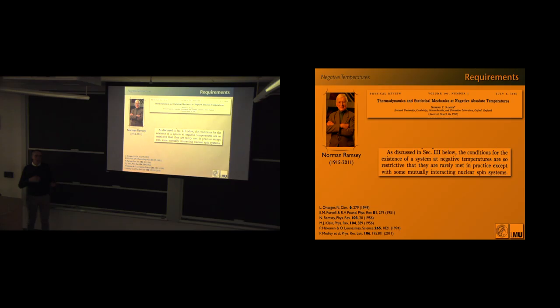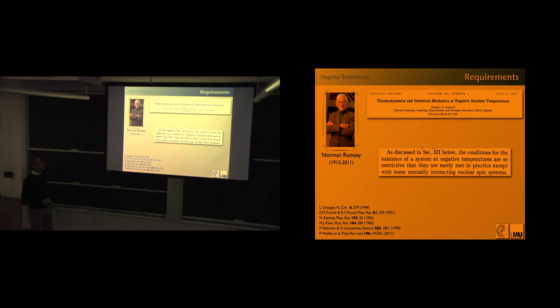You probably taught it in statistical mechanics or heard about it before. And it has basically been discussed a lot in the case of spin systems. A beautiful treatise that discusses this was actually published already in 1956 by one of the AMO heroes, Norman Ramsey. And I highly recommend this paper. It's a wonderful paper on the thermodynamics and statistical mechanics at negative absolute temperature.